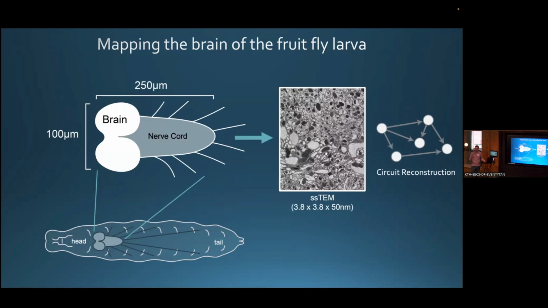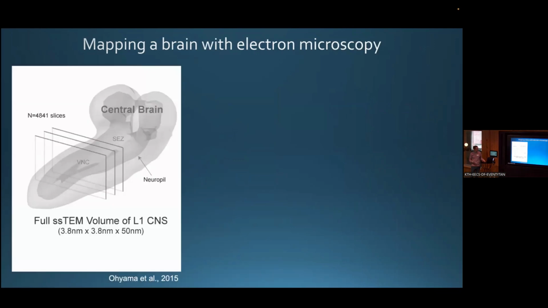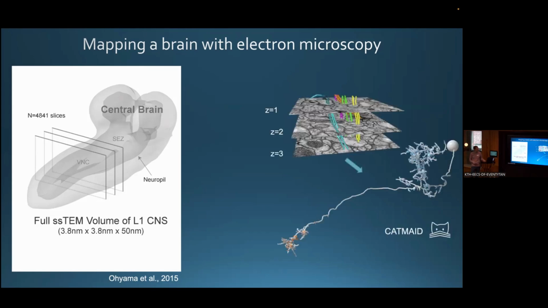I wanted to go through this a little bit just so you understand how we do this kind of thing. Essentially, you dissect out the central nervous system, and you fix and stain it for electron microscopy. Then what we did previously is we did serial sections of 50 nanometers, and then we imaged with roughly 4 by 4 nanometer XY resolution. And when you do that, you get these slices.